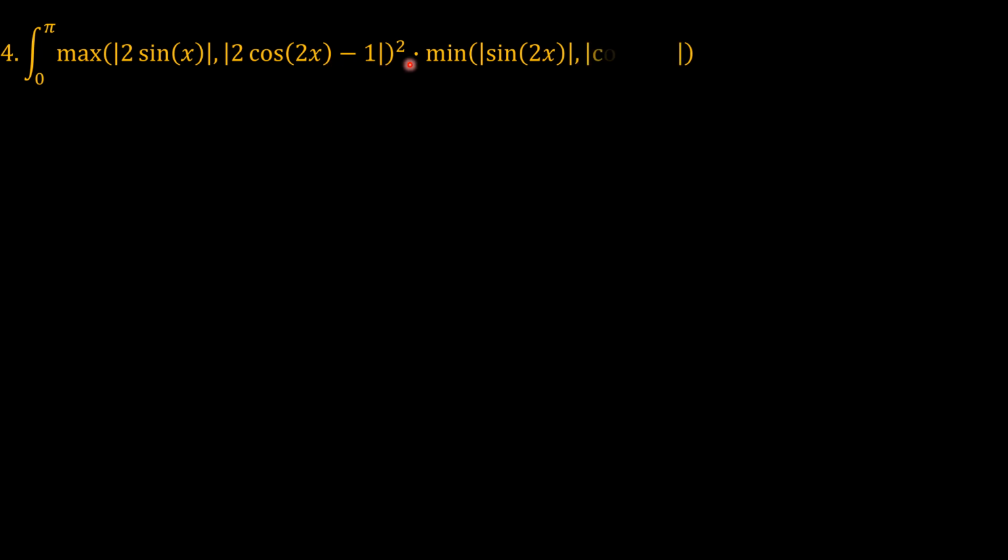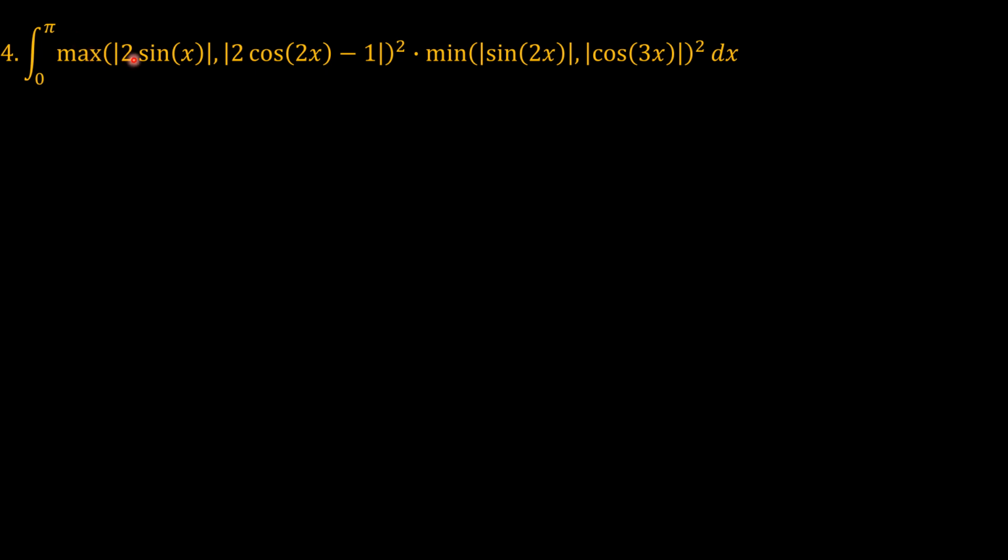So on to this problem number 4, where you have an integral of the product of the square of a maximum between the absolute value of 2 sine x, 2 cosine x minus 1, and the square of the minimum of the absolute value of sine 2x and cosine 3x. So this is a very interesting problem, and that's from 0 to x equals to pi.